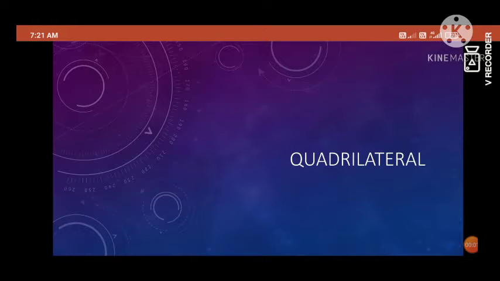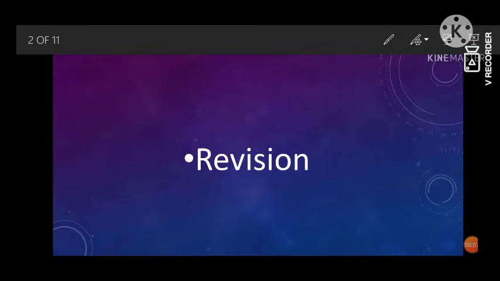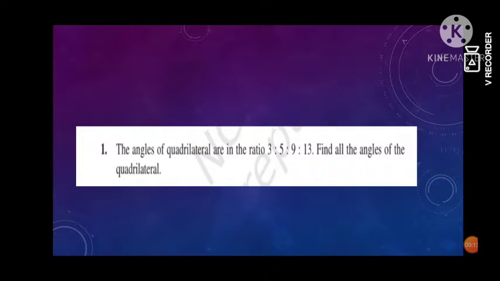Morning students. Today our discussion will be on this chapter, quadrilaterals, and the revision part. Today I have given you 4 questions. We will discuss these 4 questions.